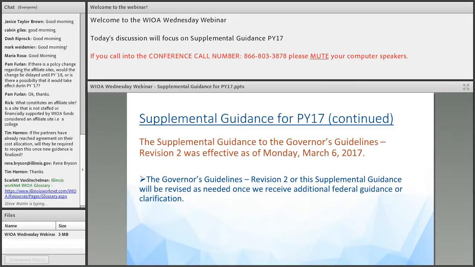And any major revisions would probably come out in the form of Governor's Guidelines Revision 3. So that's not yet. We're going to wait to do Revision 3 until we get the federal guidance about these items, and then we'll probably look at issuing a revised version after that happens. But until then, continue to use Governor's Guidelines Revision 2 and the supplemental guidance to guide your negotiations.